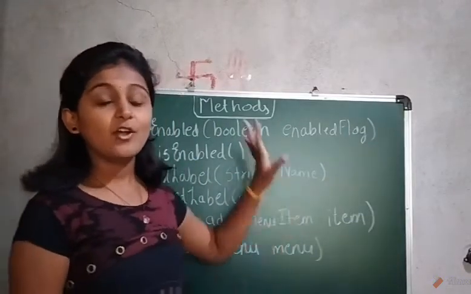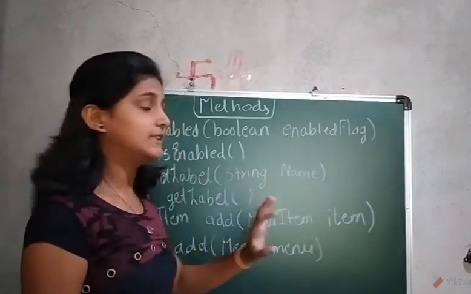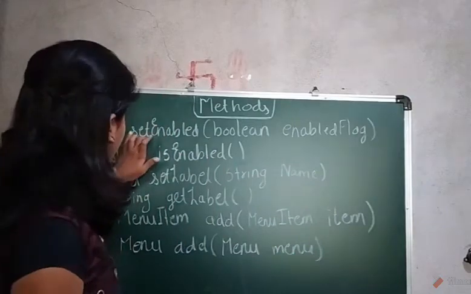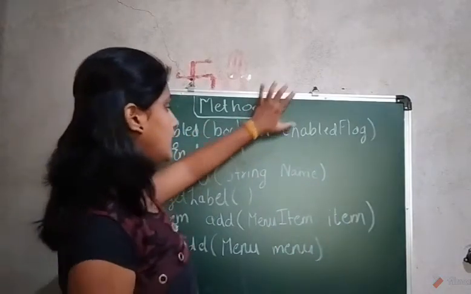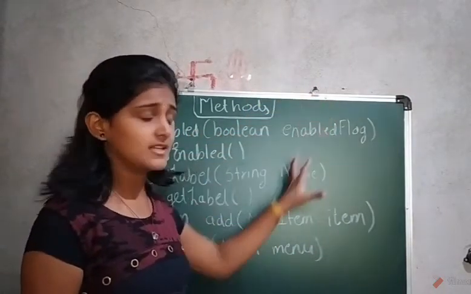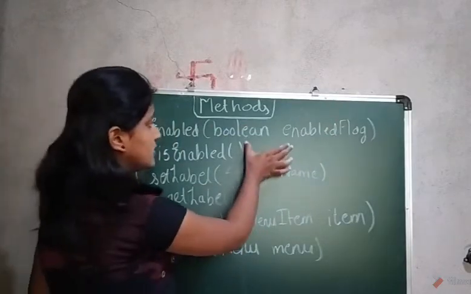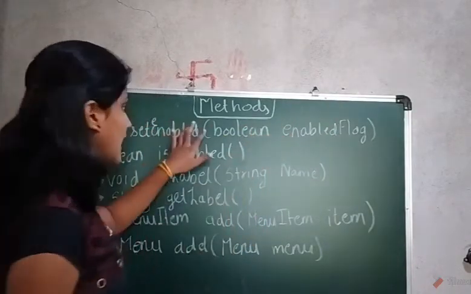So now here we are going to see the methods regarding the same. Now the first method is void setEnabled(boolean). Here you have to pass true or false. Now what exactly will happen? Suppose here you pass true.